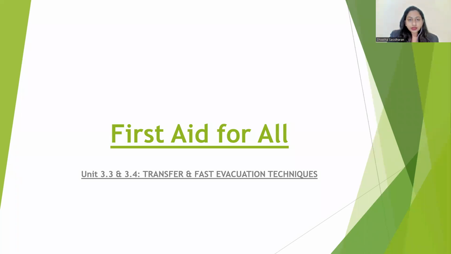In this session, we will be trying to cover units 3.3 and 3.4. In these units, we will tell you about the transfer technique and also fast evacuation techniques that we, as first aiders, will use in case of an emergency situation, like any kind of accident. We will tell you what we can do to make sure persons are pulled out from danger, and also how to handle very critical conditions like head, neck, and spinal cord injuries as well. So let's begin, students.